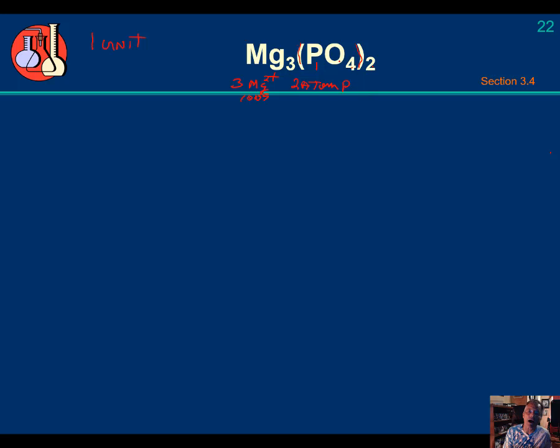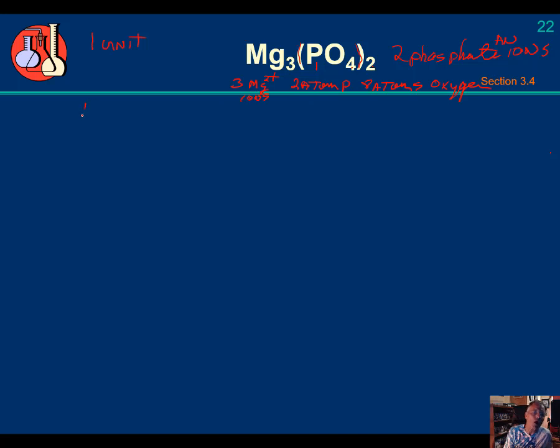Now, let's look at oxygen. If I have 1 unit of magnesium phosphate, I have 2 times 4, or 8 atoms of oxygen. Now, I can also say that since I have parentheses around this phosphate, I have 2 phosphate polyatomic anions, and these are anions because they're negatively charged. So I have 2 of those. Okay? All right. Now let's switch.